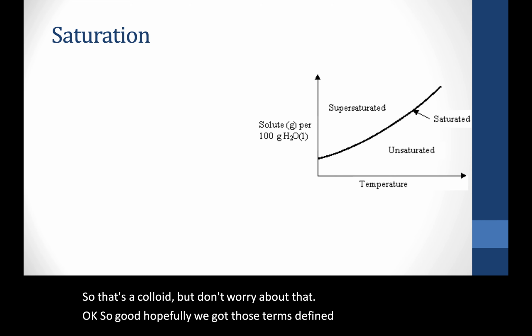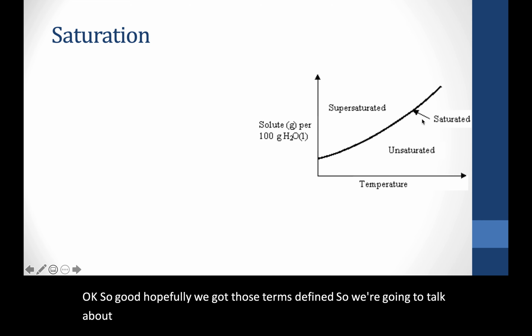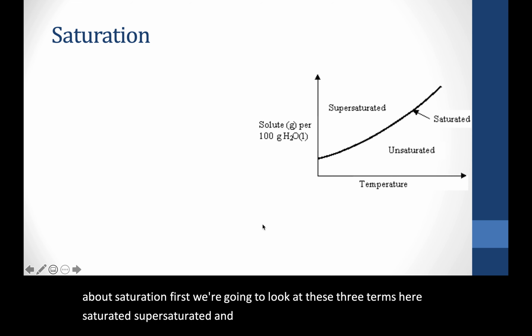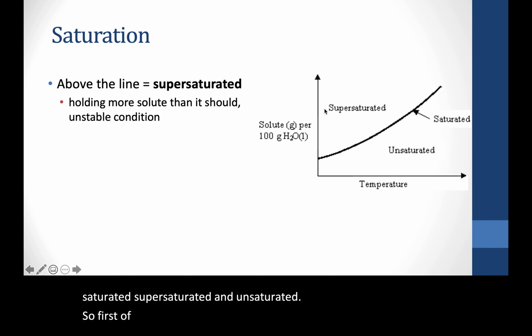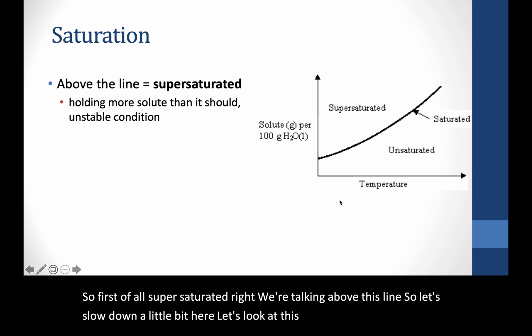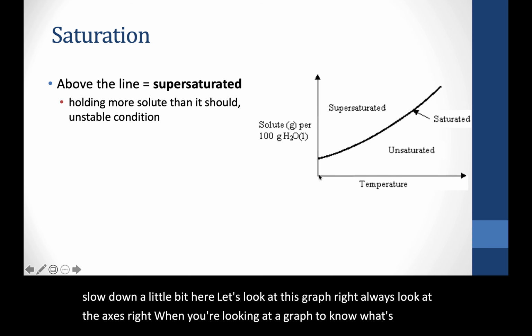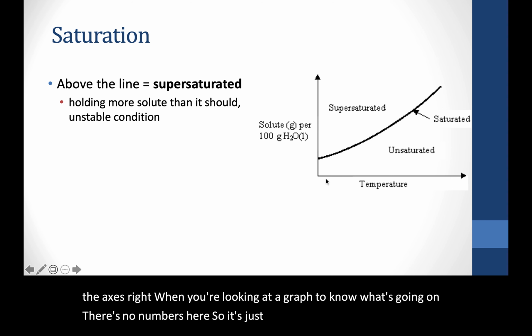So we're going to talk about saturation first, and we're going to look at these three terms here. Saturated, supersaturated, and unsaturated. Okay? So first of all, supersaturated. We're talking above this line. So let's slow down a little bit here. Let's look at this graph. Always look at the axes when you're looking at a graph to know what's going on. Now, there's no numbers here, so it's just a very general graph.